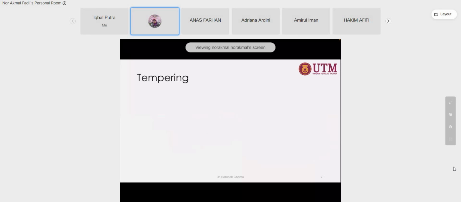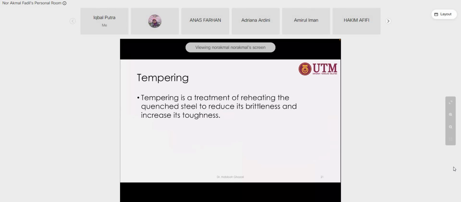The tempering process. Tempering is a treatment of reheating. Okay, after we conduct quenching, we conduct the tempering process. It's the next process right after quenching. Okay, after we obtained martensite. We only obtain martensite through quenching. The job of this process is to treat this martensite, to reduce the brittleness.